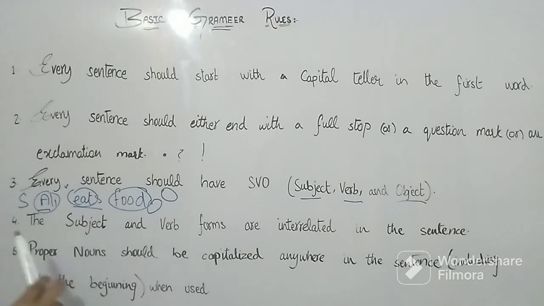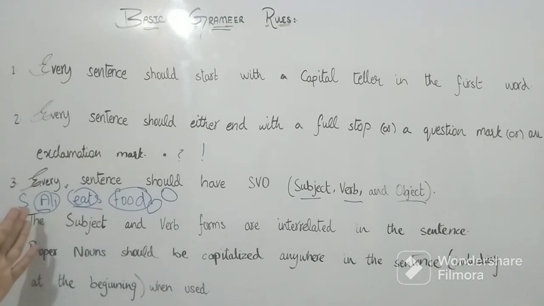Fourth rule, that the subject and verb forms are interrelated in the sentence. We have seen that whenever we talk in English or write some sentences in English, the subject and the verb forms are interrelated with each other.